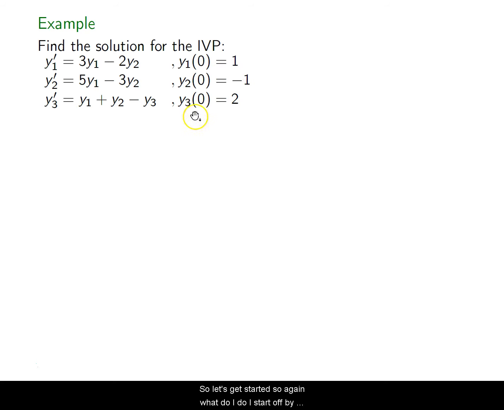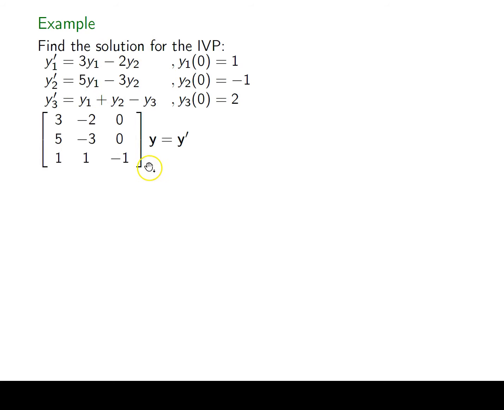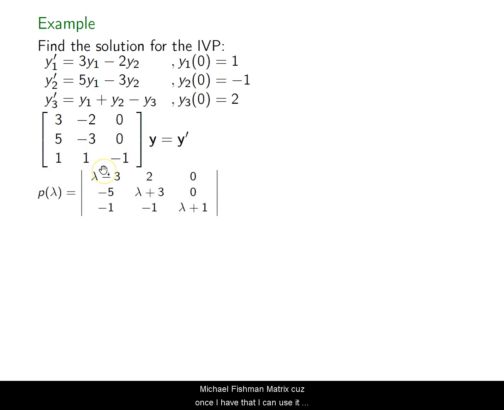So again, what do I do? I start off by making a coefficient matrix, right? So I turn this into a 3x3 matrix, right? Times my y vector will be the y prime vector. Okay, I don't have to expand the whole thing. I really just need my coefficient matrix, because once I have that, I can use it to find my characteristic polynomial.